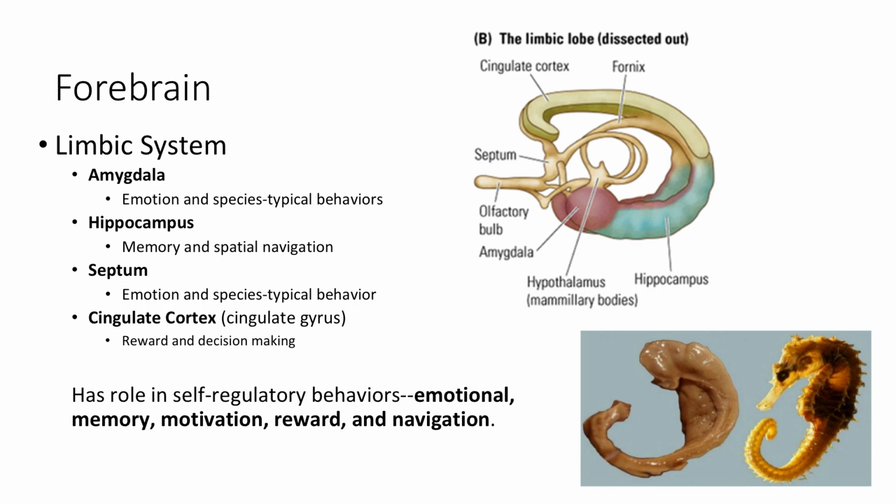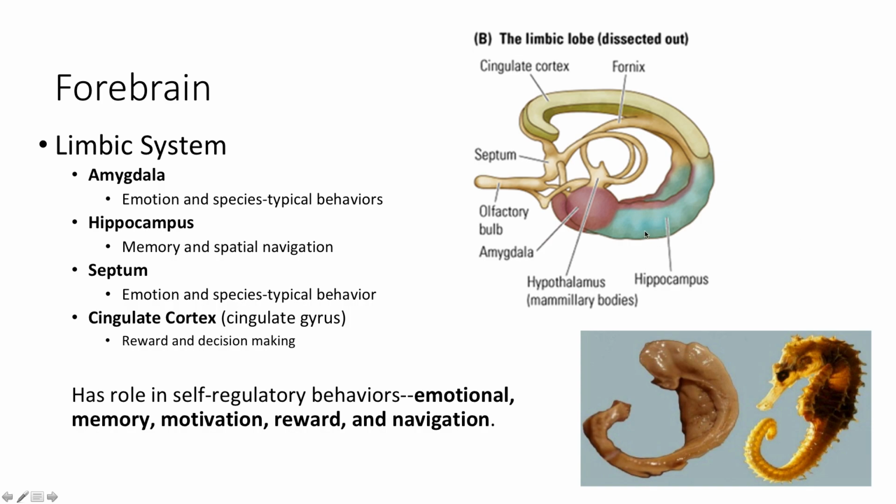Okay, so the amygdala, as you can see right here, the amygdala means almond in Latin. And the amygdala contains nuclei in the base of the temporal lobe. And the amygdala is really important for emotion and emotion regulation.